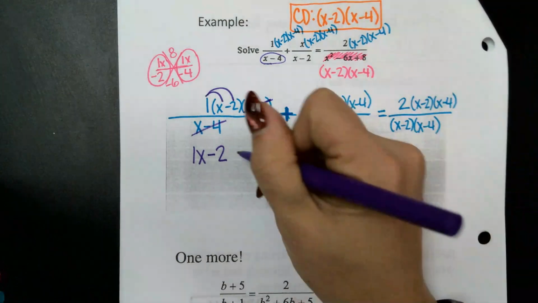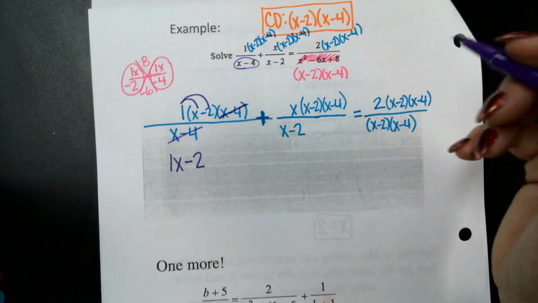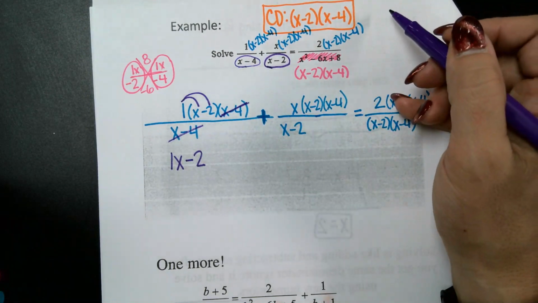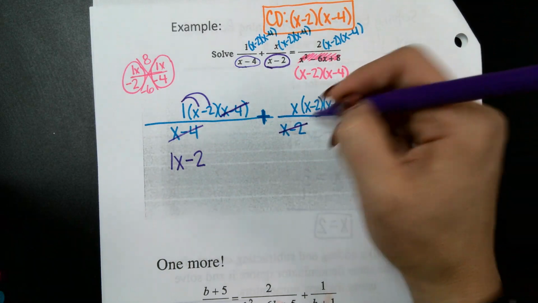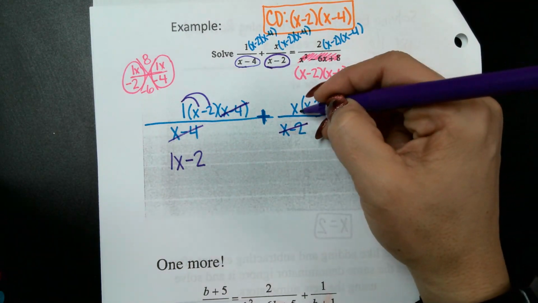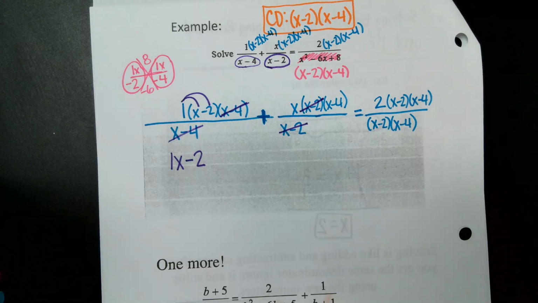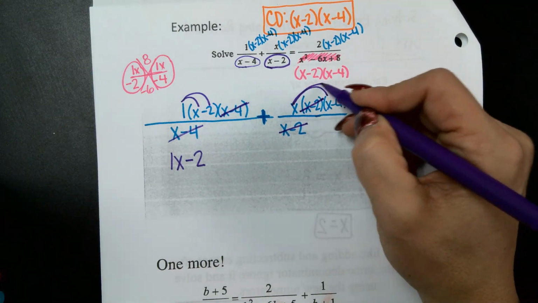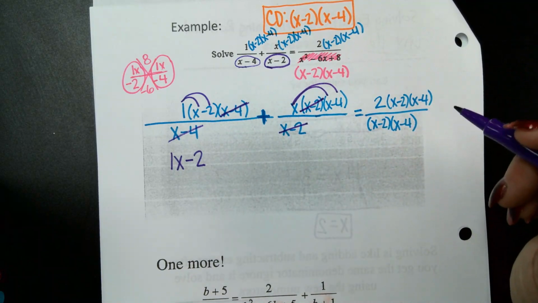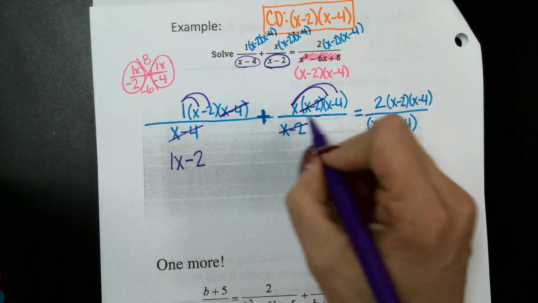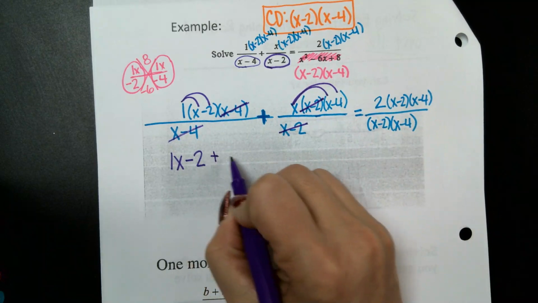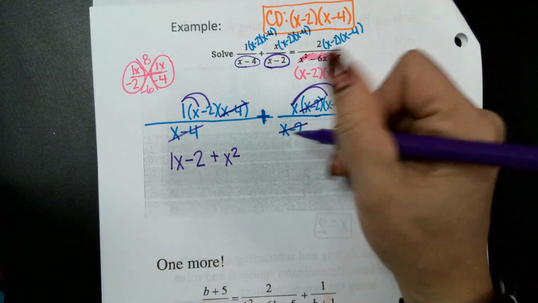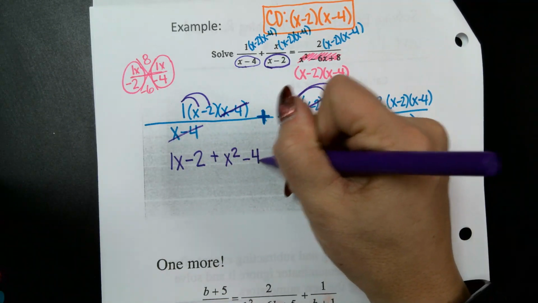Now the middle fraction. It already had an x minus 2 on the bottom to start with. So the x minus 2 on the bottom will cancel with the x minus 2 that we just multiplied it by. But that leaves an x times an x minus 4, right? Okay, and it's a positive, so that's good. What's x times x? X squared. And what's x times negative 4? Negative 4x.